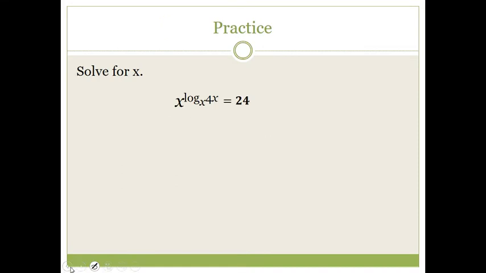So let's go ahead and use that to solve this problem. Then we're going to go and revisit that previous problem that I told you about. So here we have x raised to the log base x of 4 to the x.